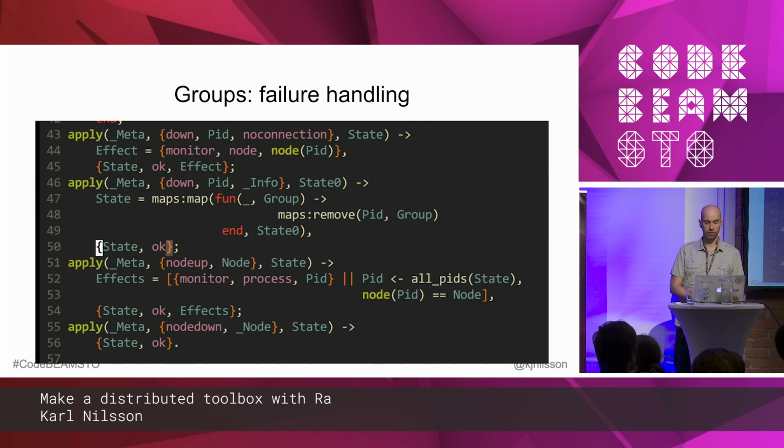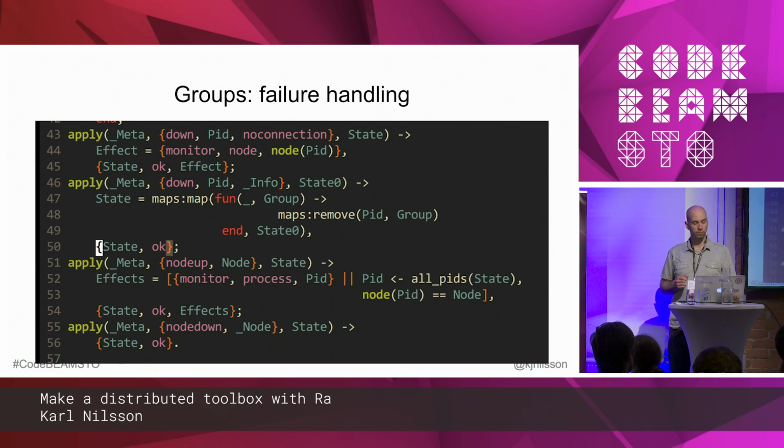messages, commands that will also be appended to our log and replicated. So we need to handle them. And when the node comes back up that the PID was on, all we do is we look at all the PIDs that we know about in our state and reissue monitor effects for them. So if that process crashed whilst we were disconnected, we're now reconnected, right? So now we can know stuff.